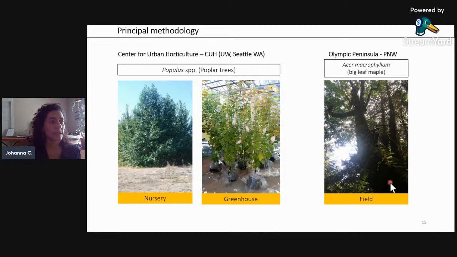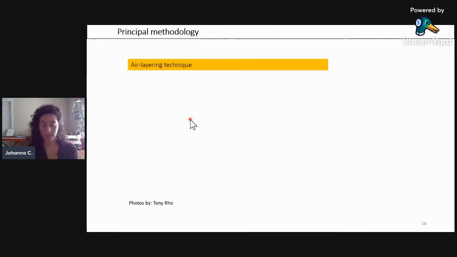In this case, they have canopy soils naturally and canopy roots naturally. And I'm going to explain now for the poplar trees. They don't naturally develop canopy roots, but we used a very common propagation technique, the air layering technique, just to develop those canopy roots.